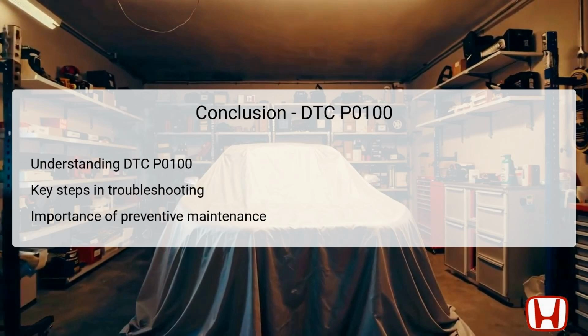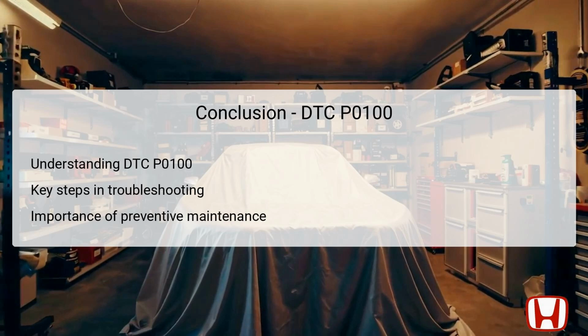In summary, understanding DTC P0100, which signifies a malfunction in the MAF sensor circuit, is crucial for effective vehicle diagnostics and repairs. A series of focused troubleshooting steps, including voltage and continuity checks throughout the circuit, help in isolating the exact cause of the issue.